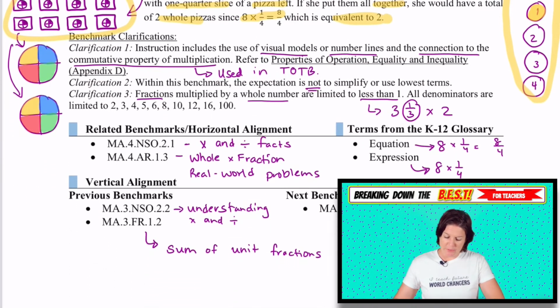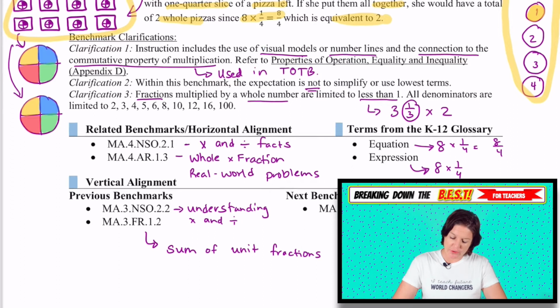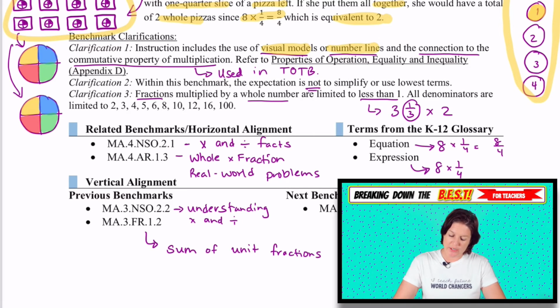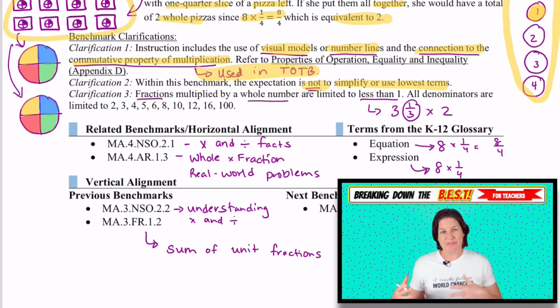All right, so benchmark clarifications. Instruction includes the use of visual models or number lines, and the connection to the commutative property of multiplication, all of which are used in Taking on the B.E.S.T, which I'll show you in a little bit. It says within this benchmark, the expectation is not to simplify or use the lowest terms. However, whenever there's an opportunity to make sense of that and to show how we can simplify, I usually take it, because the more number sense that we can build with our students to showcase that relationship early on, the better they will be in the later grades.